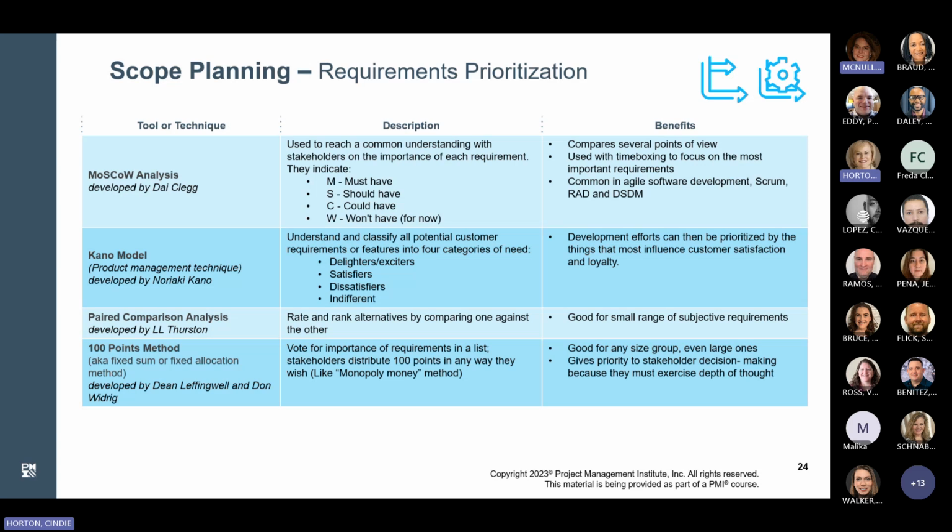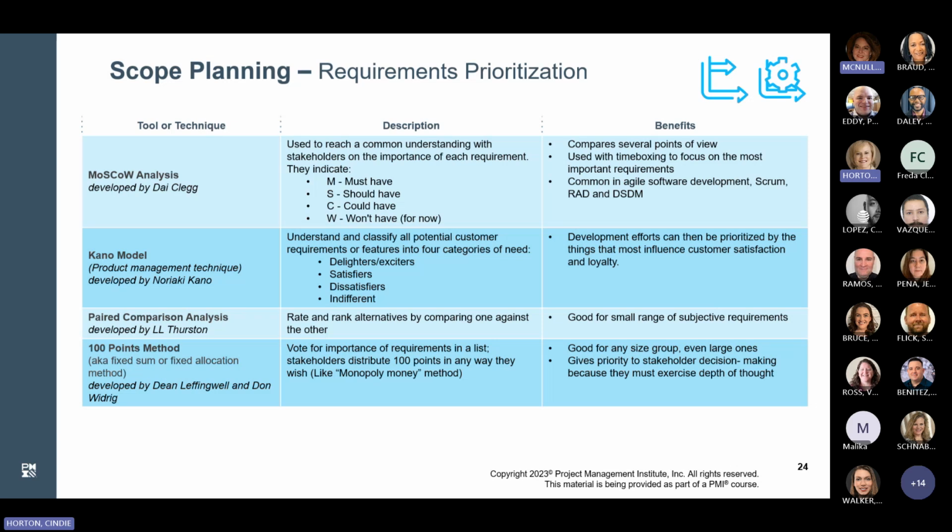The paired comparison analysis was developed by an American pioneer in the fields of psychometrics and psychophysics, L.L. Thurston. And it facilitates prioritization by rating and ranking alternatives by comparing one requirement against another requirement. So this technique is good for small range or subjective requirements.